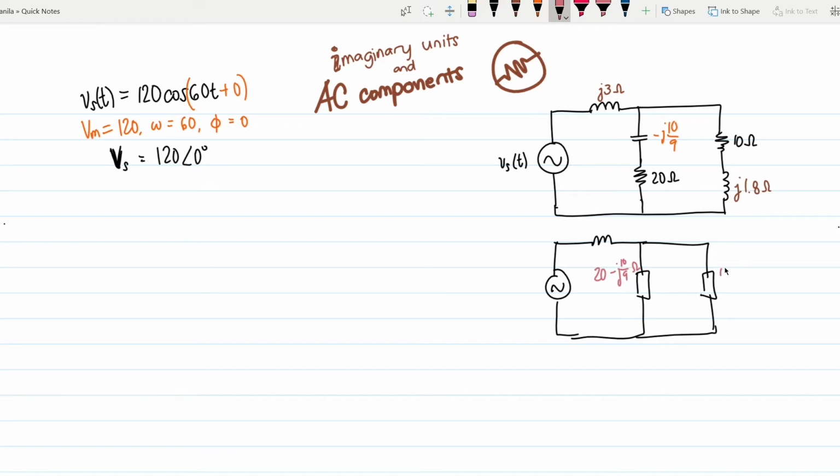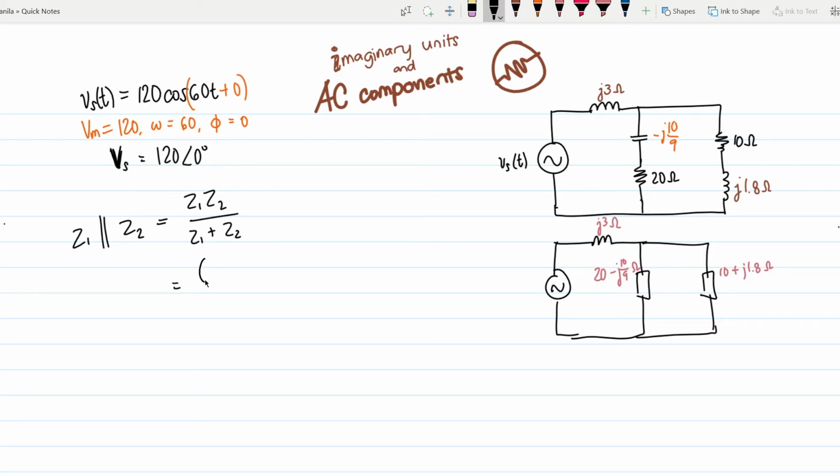And then, same with this one, 10 plus j1.8 ohms. And this one is j3 ohms. And so we're going to combine these. What I like to do when two resistors are in parallel is product over sum. So say we have an impedance Z1 in parallel with Z2. I just say that their parallel resistance is Z1 Z2 over Z1 plus Z2, right?